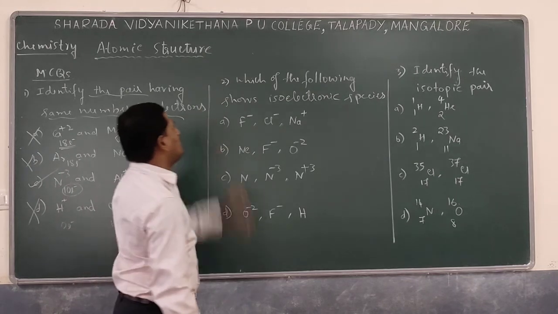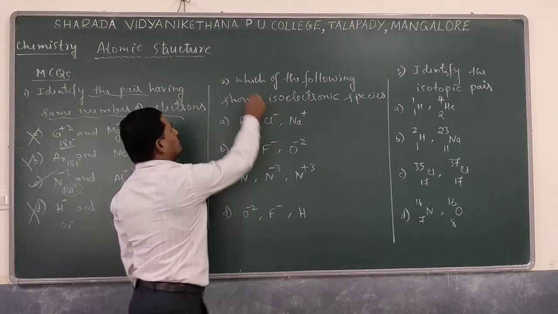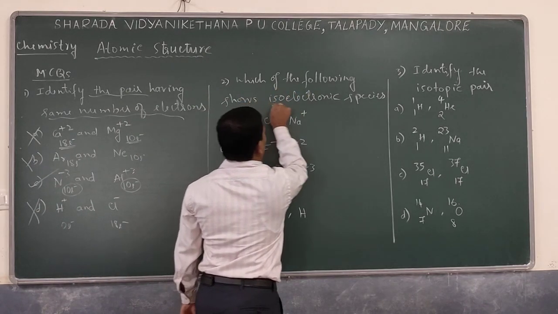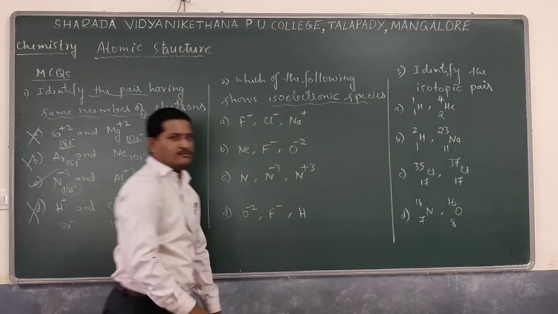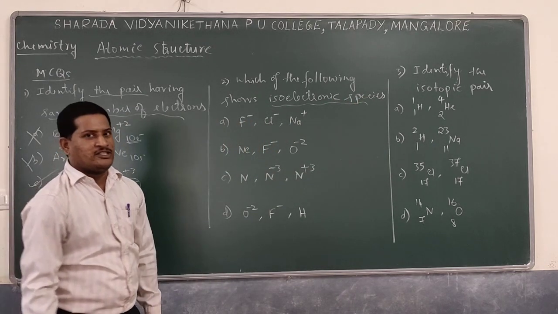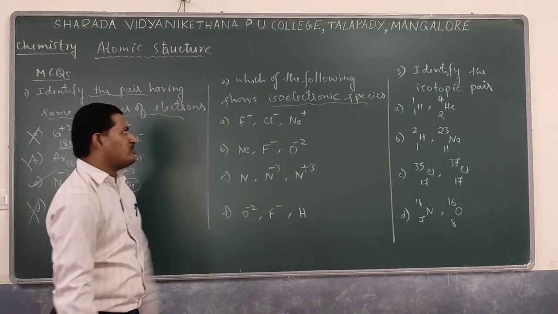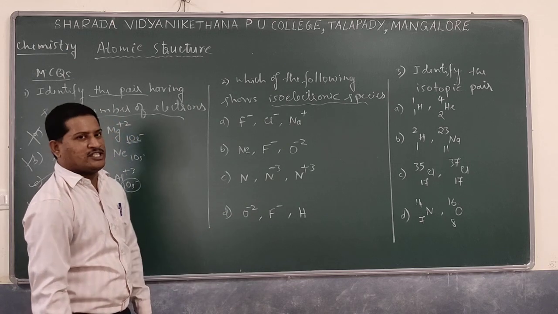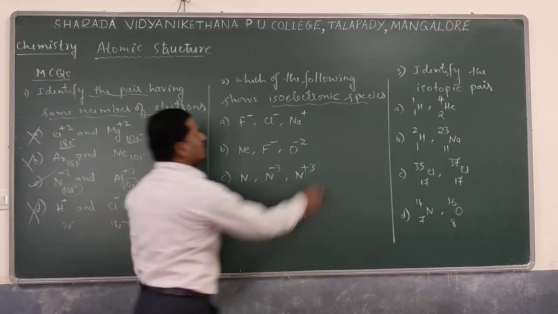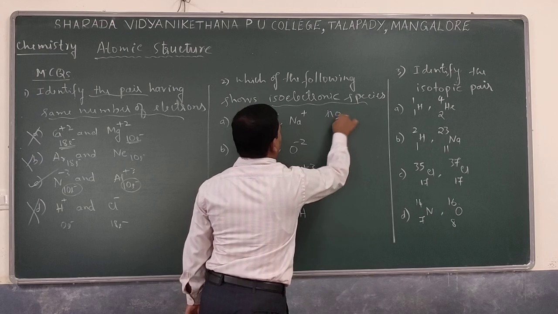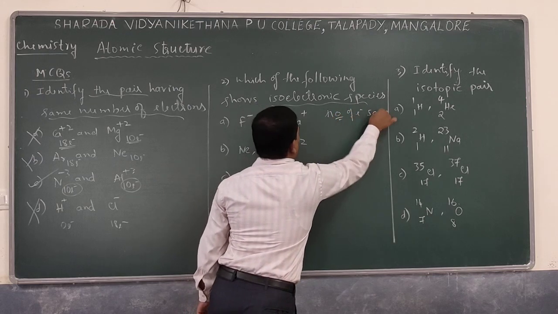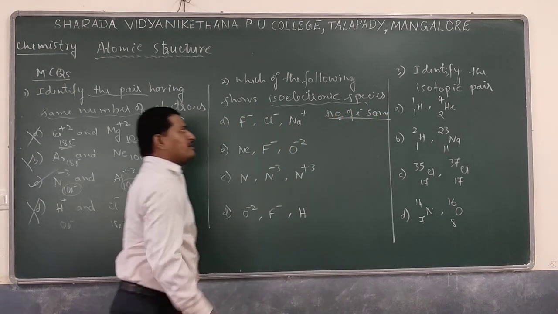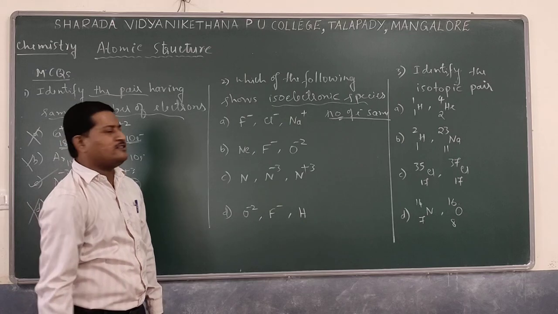Similarly, go to the next problem. The question says, which of the following shows isoelectronic species? Isoelectronic species, we have to find out among these four options. What is the meaning of isoelectronic species? Very simple. The number of electrons is the same. If the number of electrons is the same, then such a pair of species are called isoelectronic species.